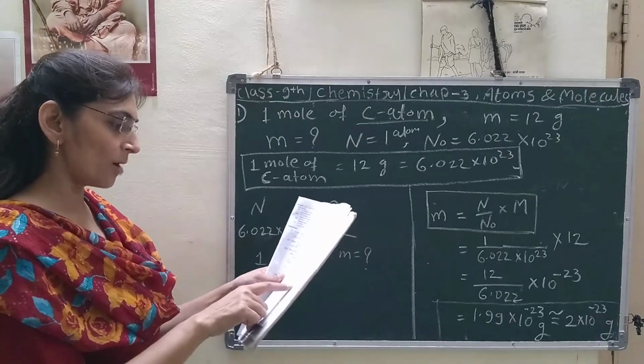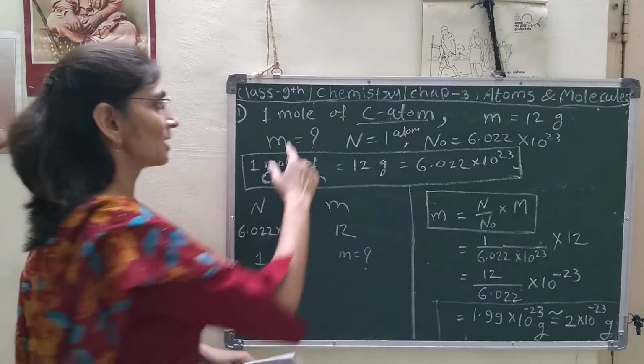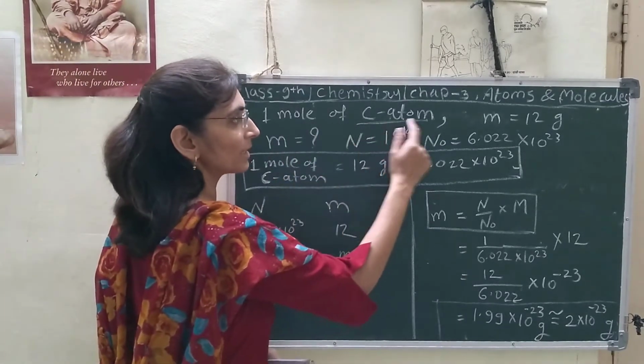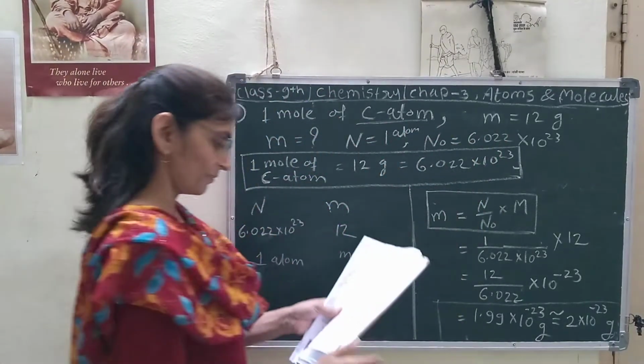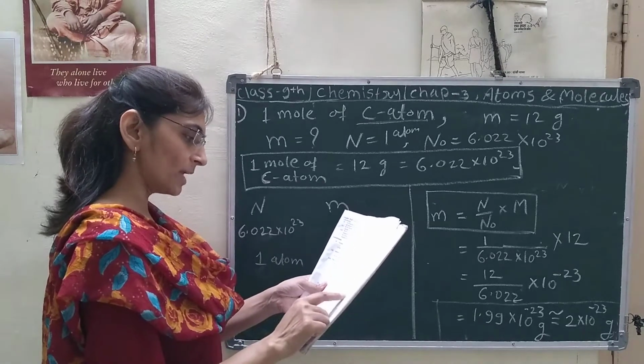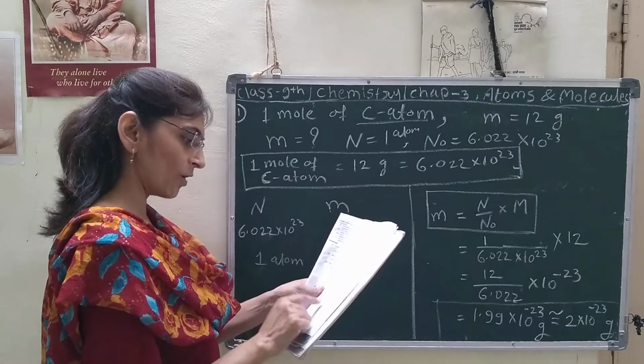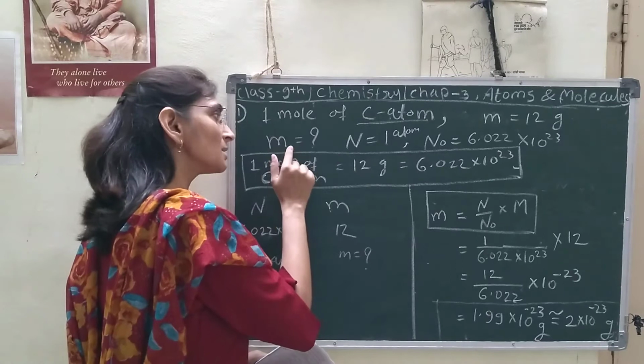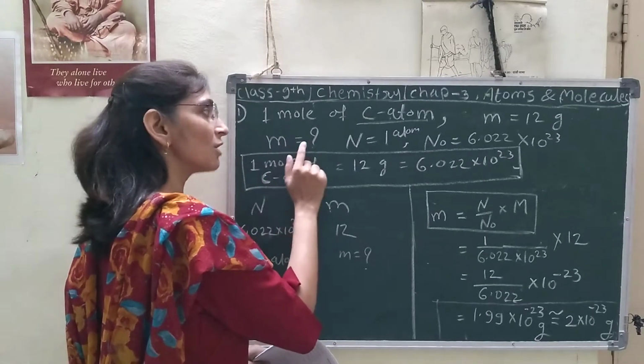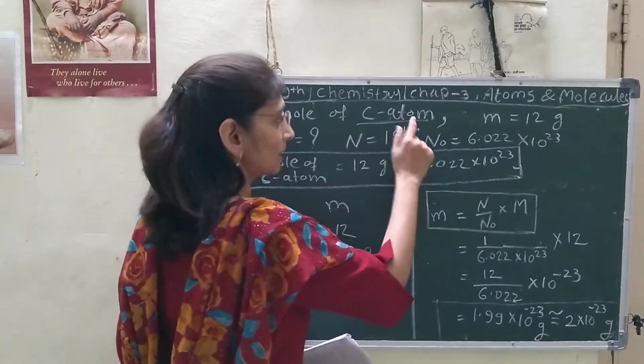If 1 mole of carbon atoms weighs 12 grams, what is the mass of 1 atom of carbon? What is the mass? M is equal to what?